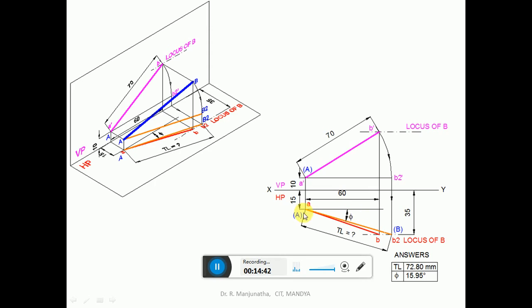And also the true length is going to be the same in both the front view and the top view. So this is in three dimensions. Also we can see that capital A and capital B, which is in space, you rotate B such that B2 will be above HP by 10 mm and A is also above HP by 10 mm. Since that line is parallel to HP, when it is projected in the top view, we are going to get the true length here directly.